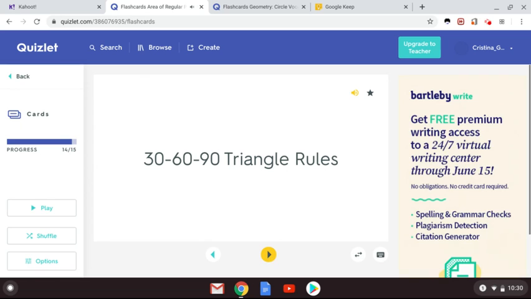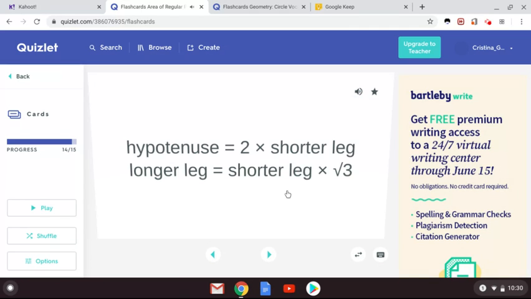30-60-90 triangle rules. Hypotenuse equals 2 times the shorter leg, longer leg equals shorter leg times √3. And this is obviously going to be coming back, as we saw in chapter 11.3. We did start to notice that we are going to be using these rules. So make sure you are still remembering these. They're very important. Make sure you have these down again, okay?